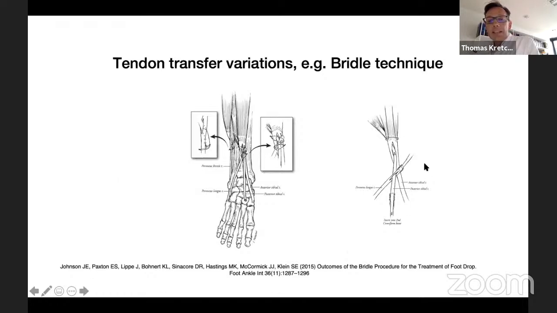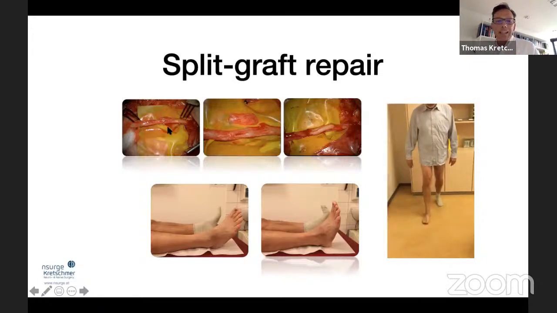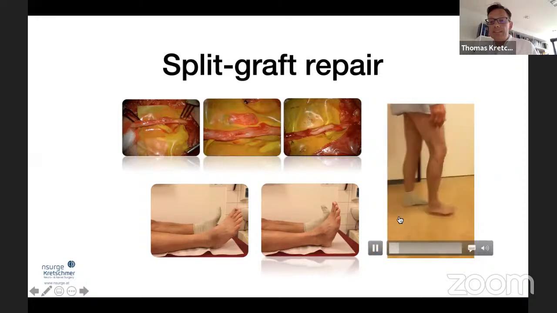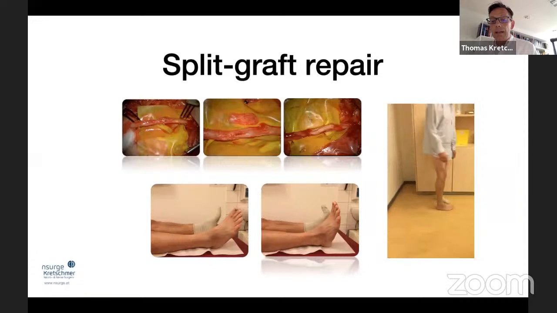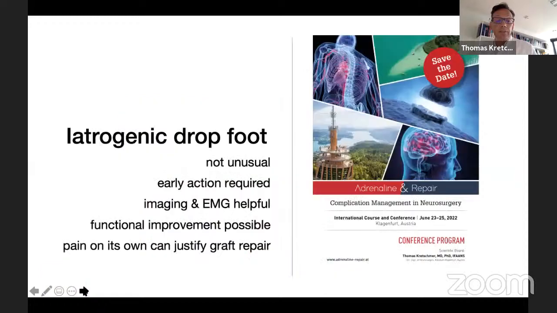This is just one paper that, because of its descriptive value, I find quite nice, describing the bridle technique. And this is actually the patient whose nerve you saw in the ultrasound. So he had a complete foot drop as well. And there was only the deep peroneal part destroyed. So we went for a split graft repair, and this is the postoperative result. So I think sometimes these split repairs, they can fare better than a complete grafting of the whole diameter.